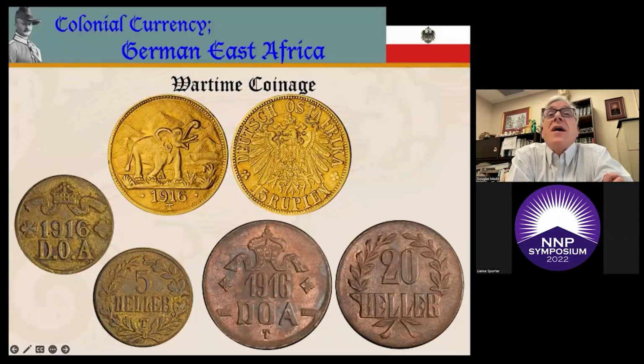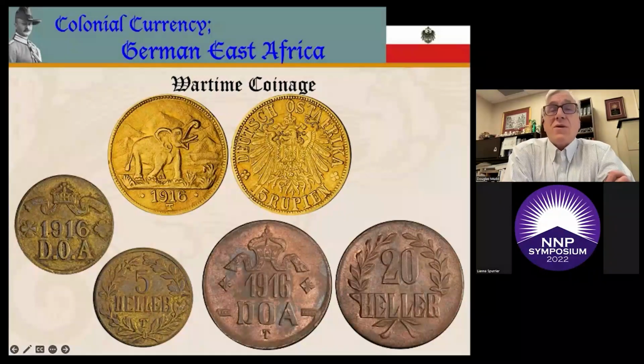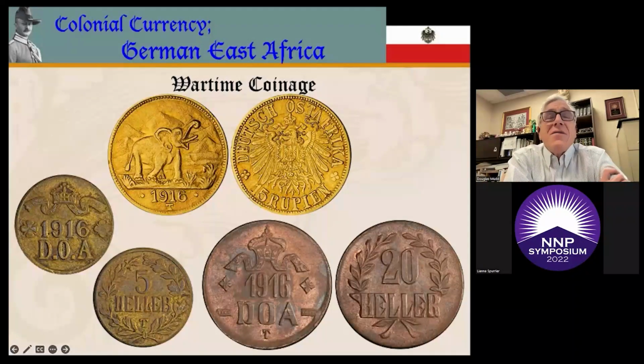The authorities found die makers from among the merchant shops in Dar es Salaam to design new 5 and 20 Heller coins for a provisional issue. The colonial government was able to survive and be active through the first half of World War I until basically the end of 1916. And as such, they needed money, and they were able to produce these coins in order to keep operations going.